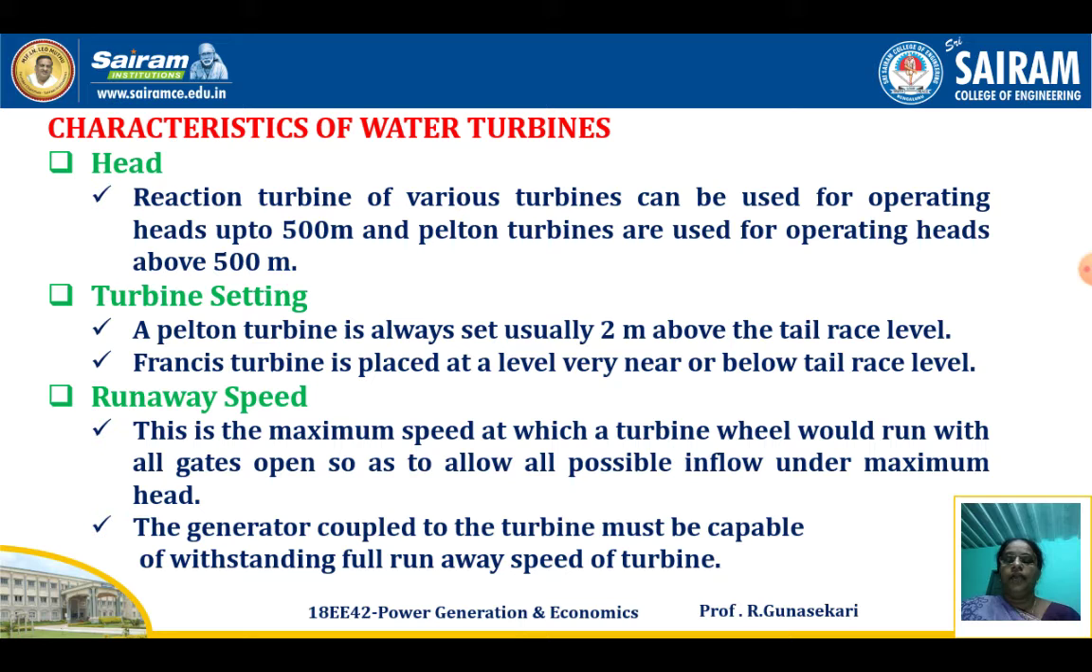The runaway speed is the maximum speed at which a turbine wheel would run with all gates open so as to allow all possible inflow under maximum head. The generator coupled to the turbine must be capable of withstanding the full runaway speed of the turbine.